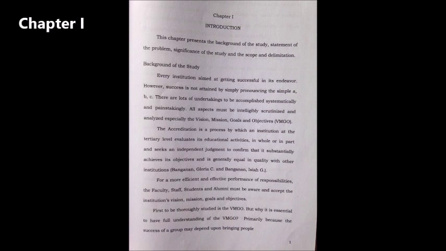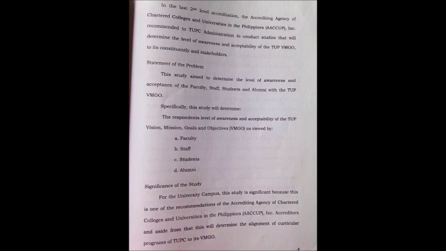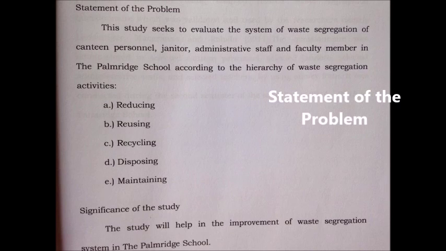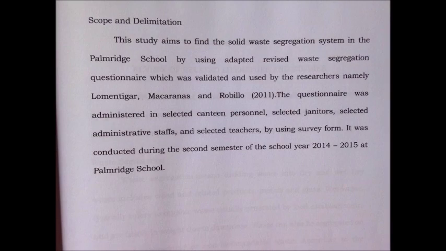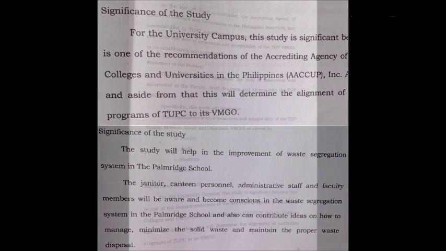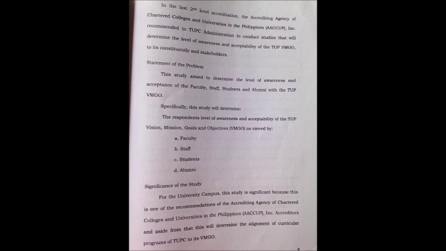In Chapter 1, there was an introductory paragraph which stated the contents of this chapter. Both research papers cited international, national, and local problems and issues regarding their study. The statement of the problem was stated clearly. In significance of the study, the first research stated the benefits of this study, specifically to the university campus, faculty and staff, students and stakeholders, while the second research stated the benefits as a whole.